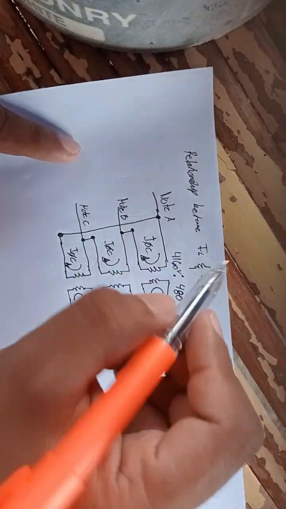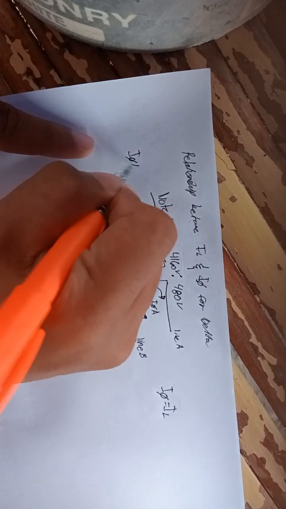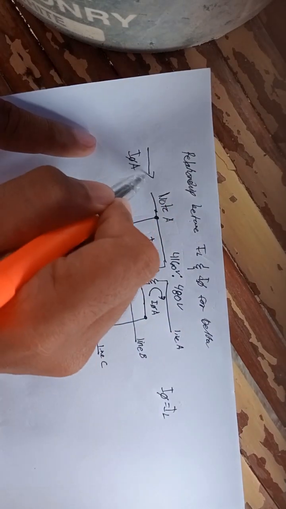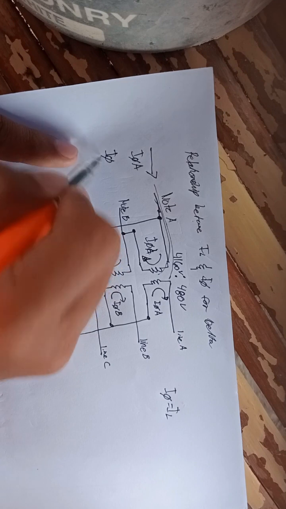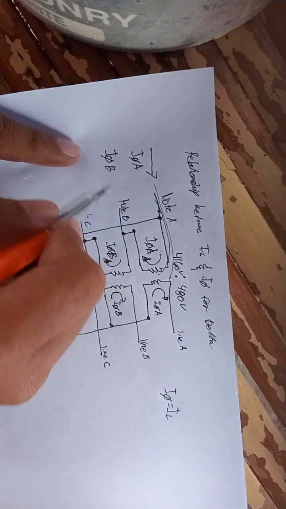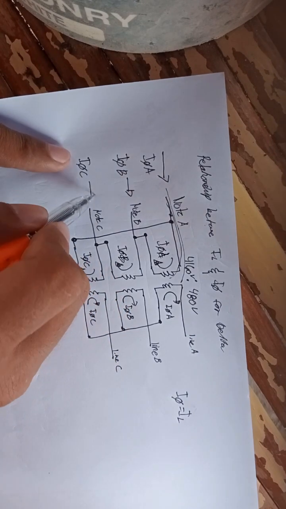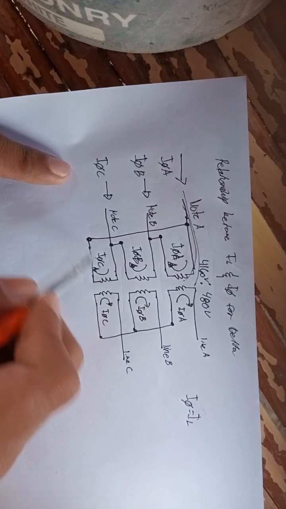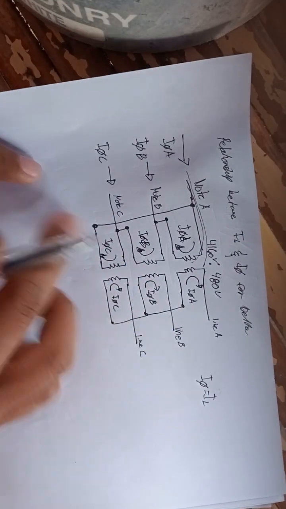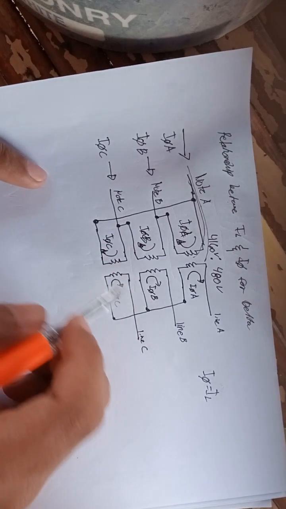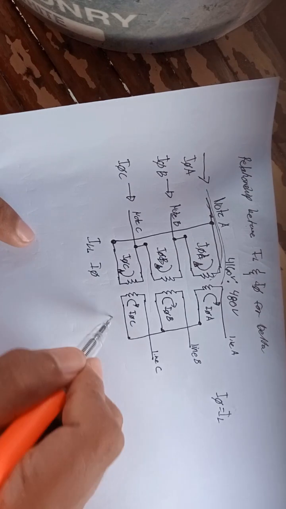So the current from phase A will flow directly to node A. Then the phase current from B will flow to node B. The phase current from C will flow to node C. So to describe the relationship between line to line current and phase current, we will use Kirchhoff's law.